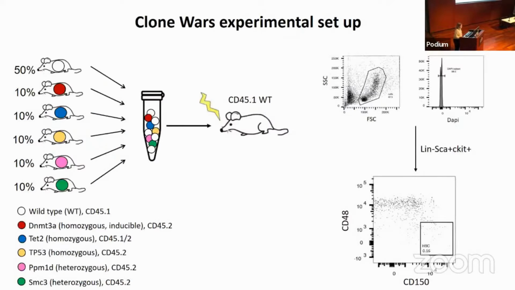So our setup looked as follows. We used 5 different mouse models that harbored mutations in either DNMT3A, TET2, P53, PPM1D, or SMT3. Before we transplanted, we ran a flow for HSCs to determine the number of HSCs in the whole bone marrow, to normalize the bone marrow so that we can transplant the same number of HSCs for each mutant, giving them the same starting point.